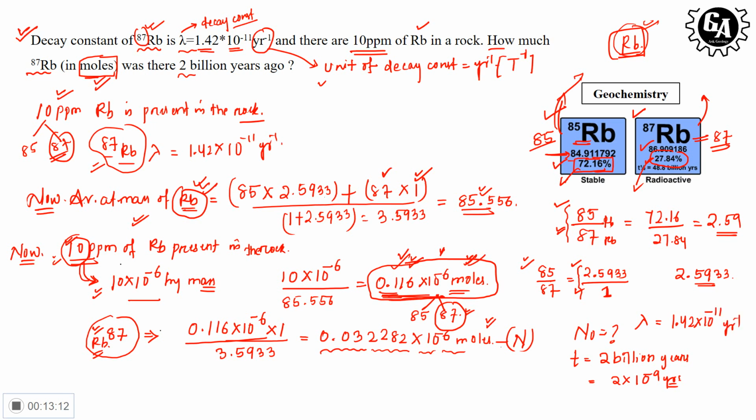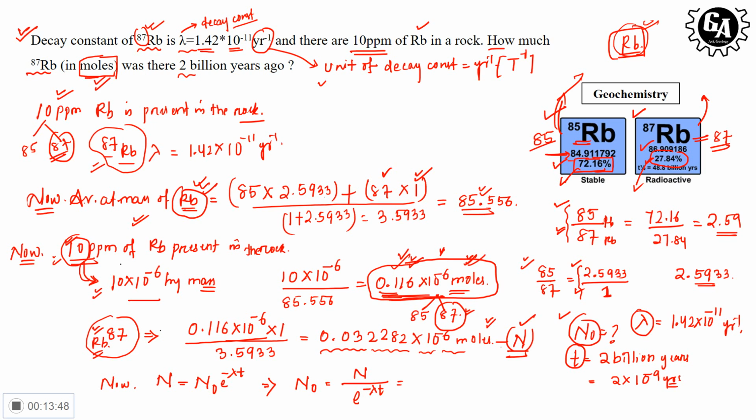So we have N, and we have to calculate N0. We have the lambda value and the T value, so just put the formula. What is the formula? N is equal to N0 e to the power minus lambda T. So you have to calculate N0, that is N0 is equal to N divided by e to the power minus lambda T. So you just put the value of N here.